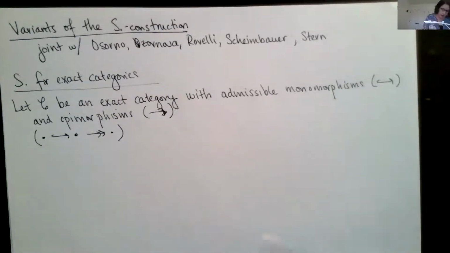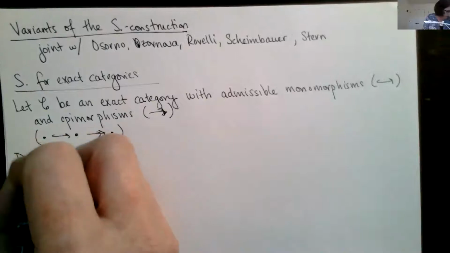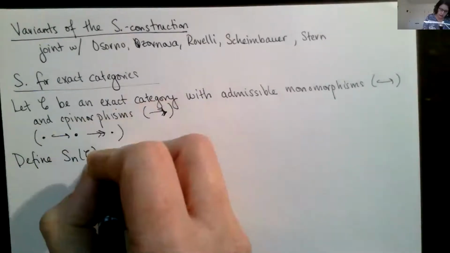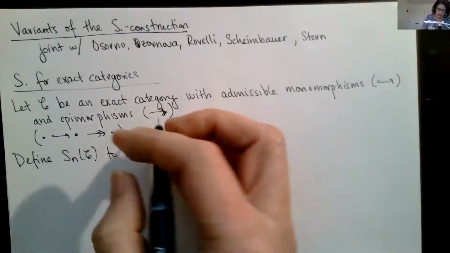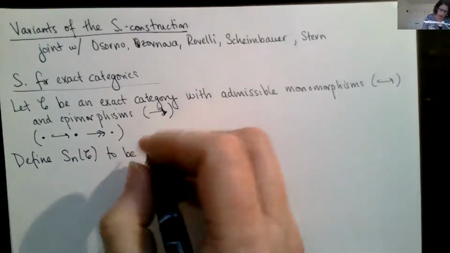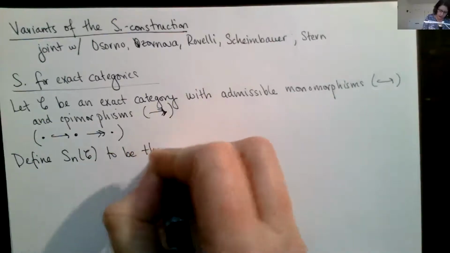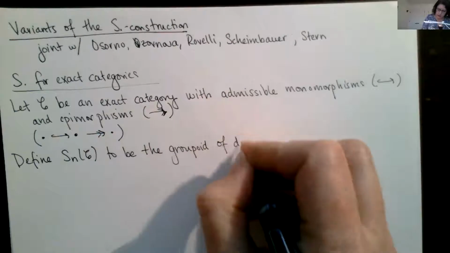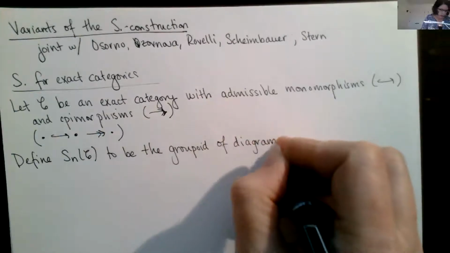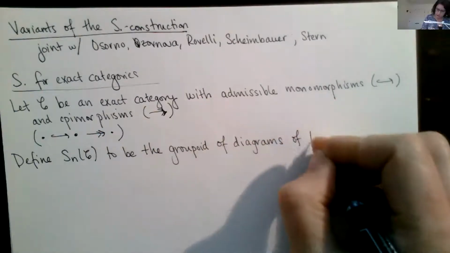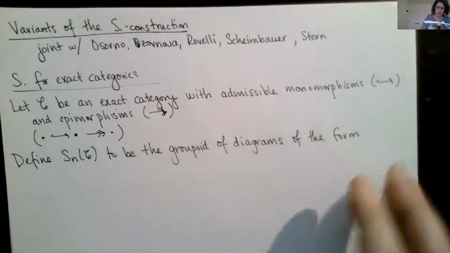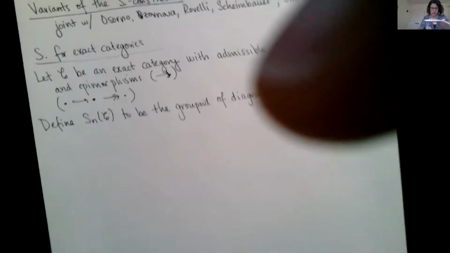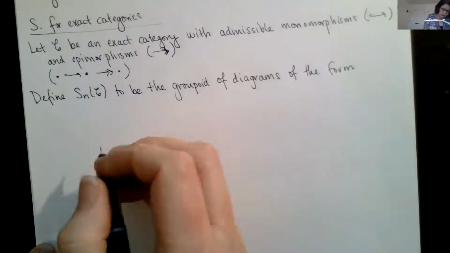Now we're going to define S_n of C to be, and there are slight variations of this, the groupoid of diagrams of the following form. It's going to take some space.